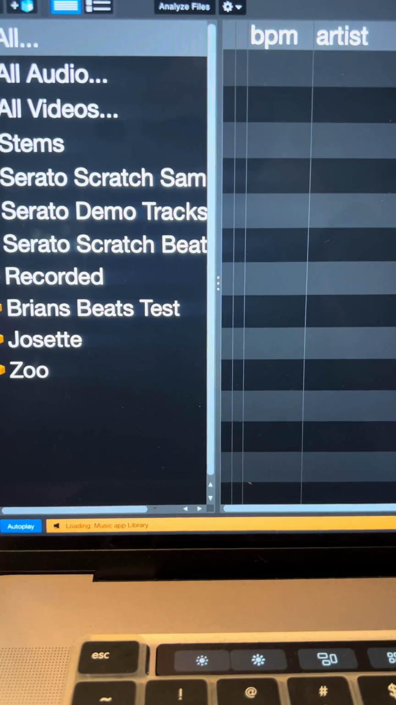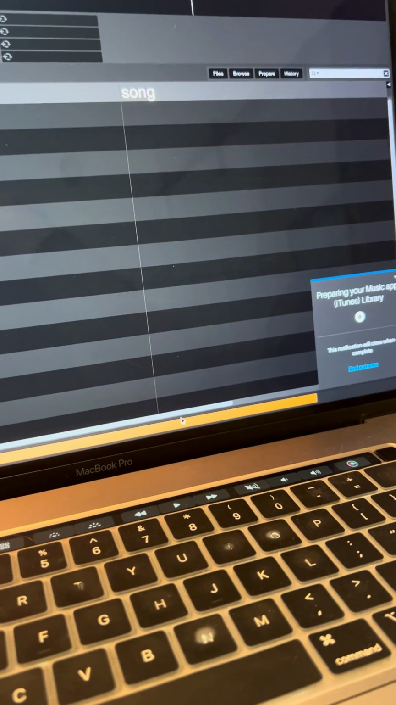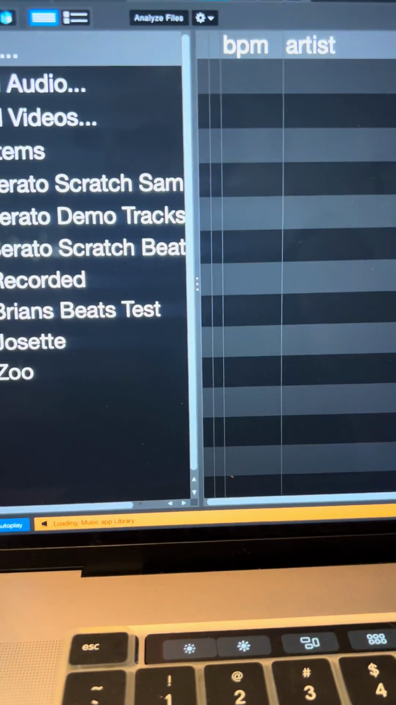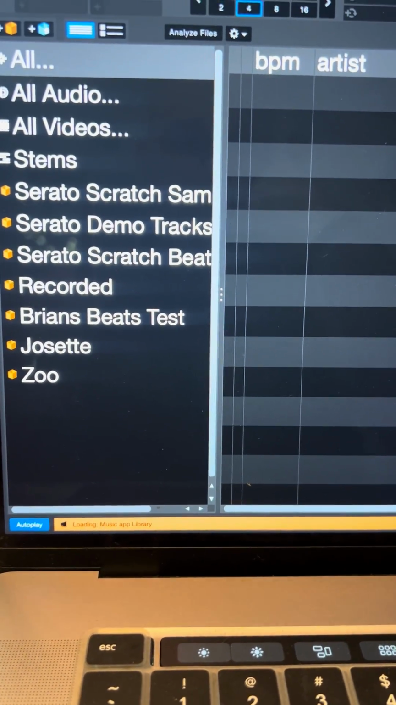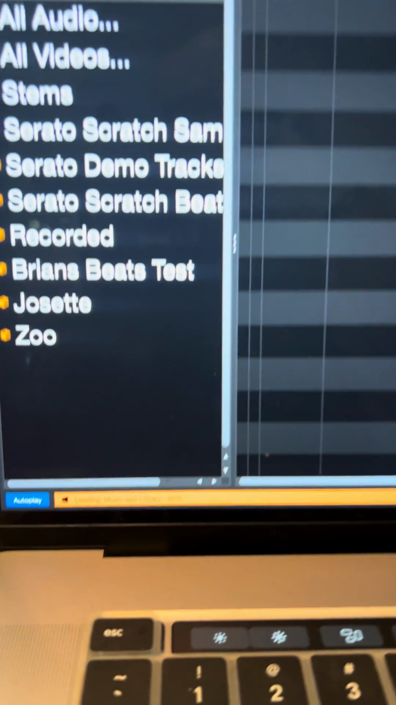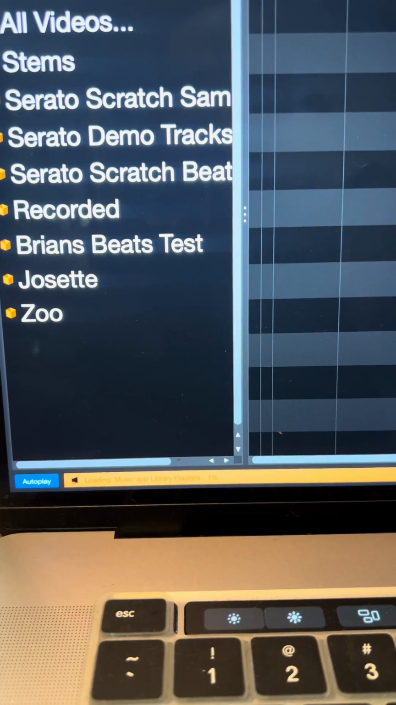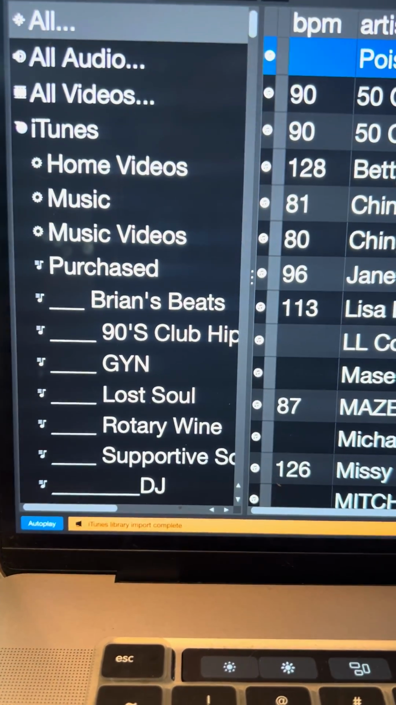Let's see what happens here. On the right-hand side, it says preparing iTunes library. And let's see what happens. Look at that. Playlists are coming up. There you go.